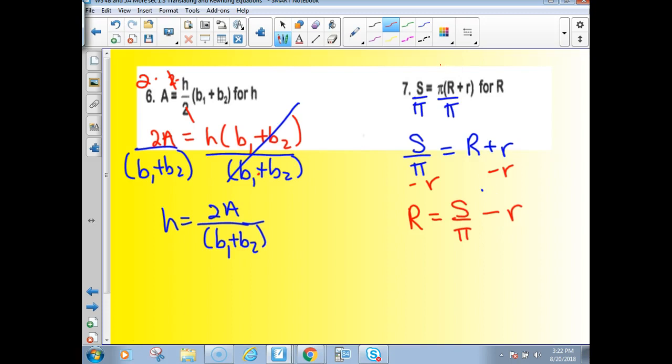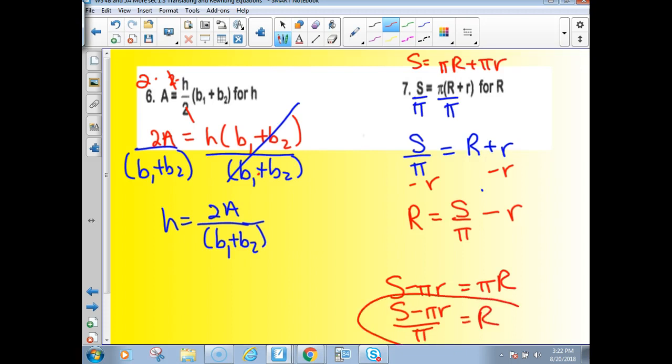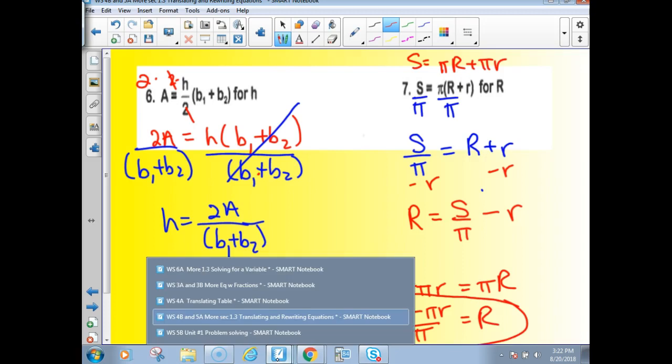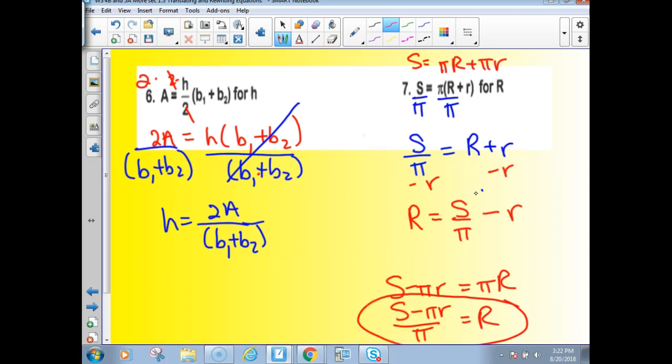If someone had distributed, I will show what the answer would have been. It would be s minus pi r, and then you would have had to divide by pi. This answer is satisfactory as well in case somebody went ahead and did that. It's equivalent. You can see it's equivalent because there's s over pi, and this would have canceled, giving you the minus r.